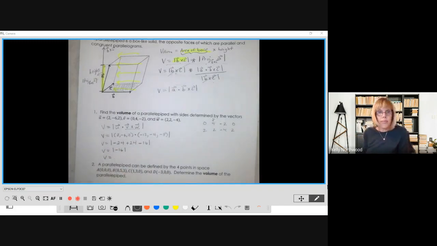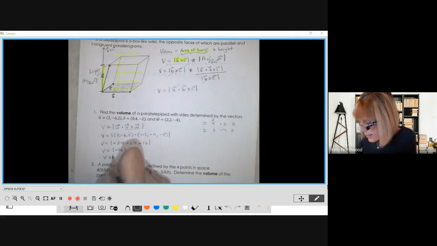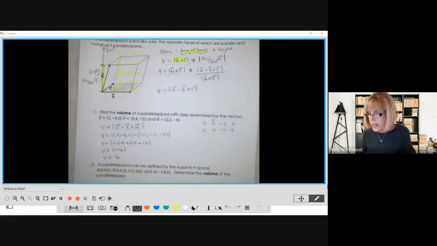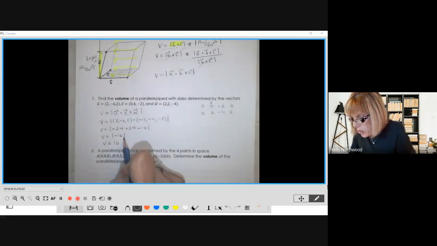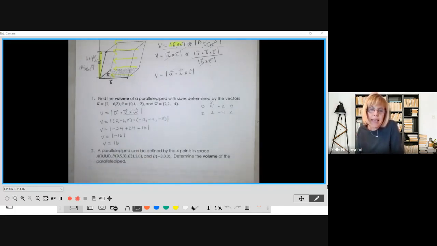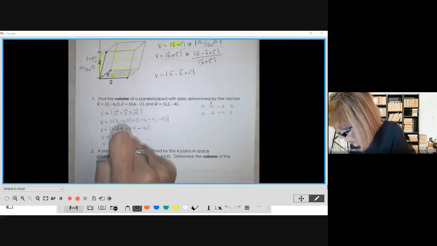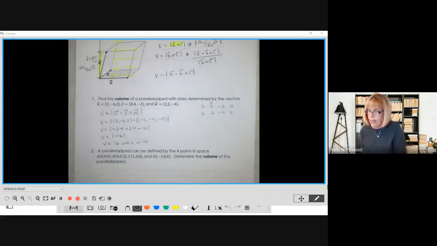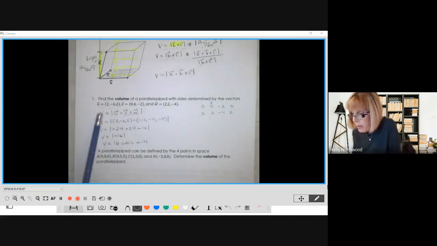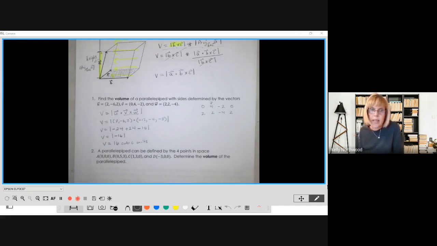And what is the magnitude of negative 16? 16. Yes, 16. Some people were having trouble. They got to one of the questions, they got to the absolute value of -7 and they didn't know what to do. So what that actually means is, what's the distance from 0 to -16? It's 16, okay? 16 units. And in this case, they're cubic units because it's a volume. So the volume of a parallelepiped with those 3 basis vectors is 16 cubic units.